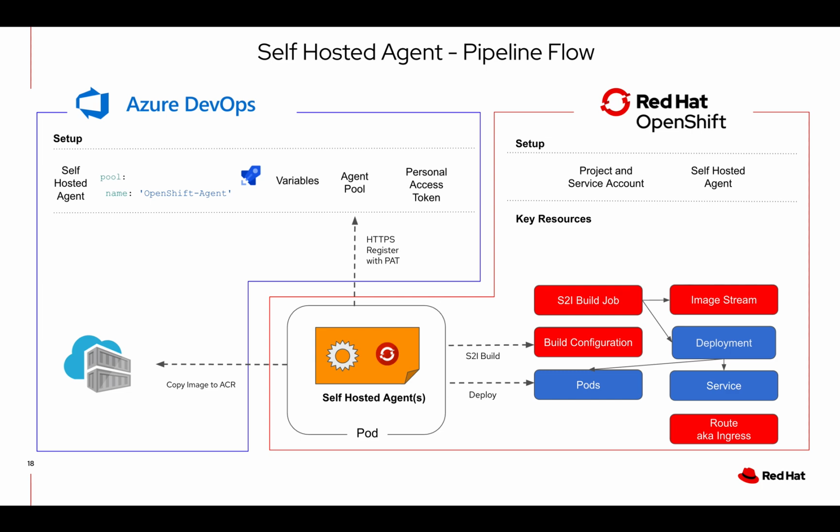So as well as my code within Git, I can control that pipeline in the self-hosted agent with various different variables. The example's also showing how you can copy the image out into the Azure Container Registry by using a container tool called Skopeo, which simply copies the image from one registry to another. So in this example, you'll see an S2I build, and it will do a deploy. Within OpenShift, I've set up a project in a service account, and I've actually had to install the self-hosted agent. So let's have a look at the demo.